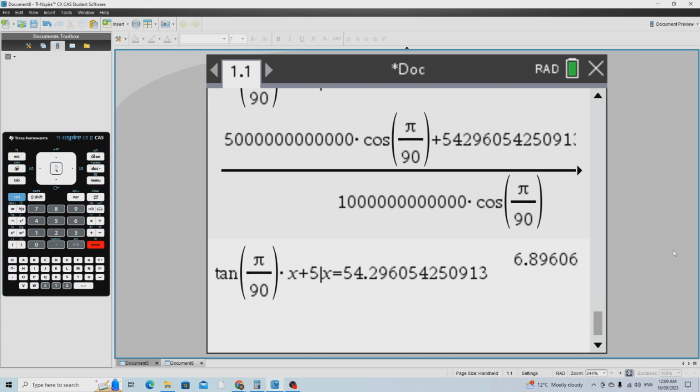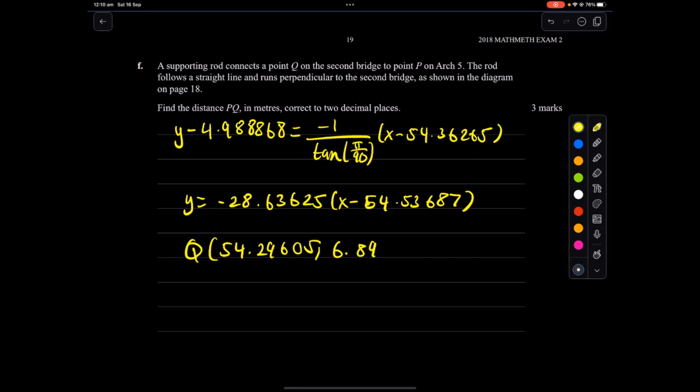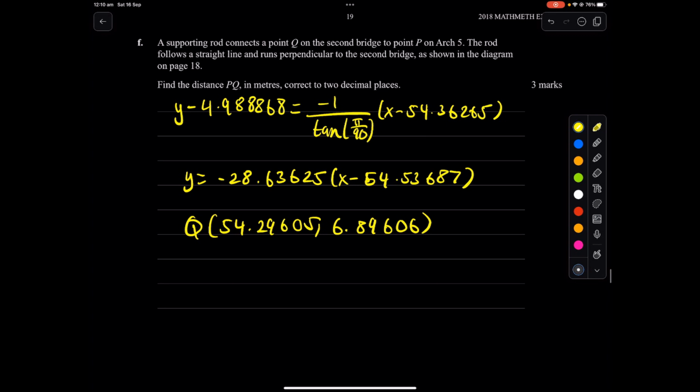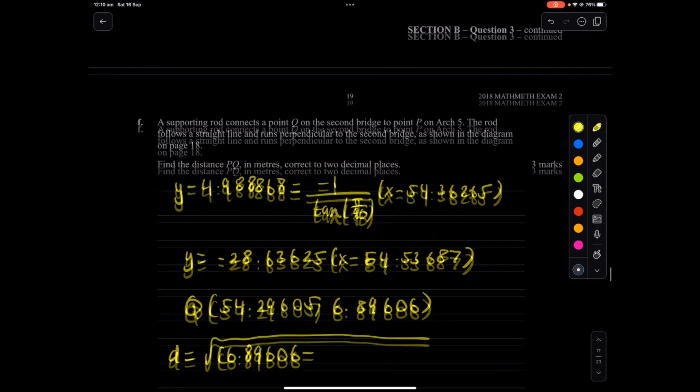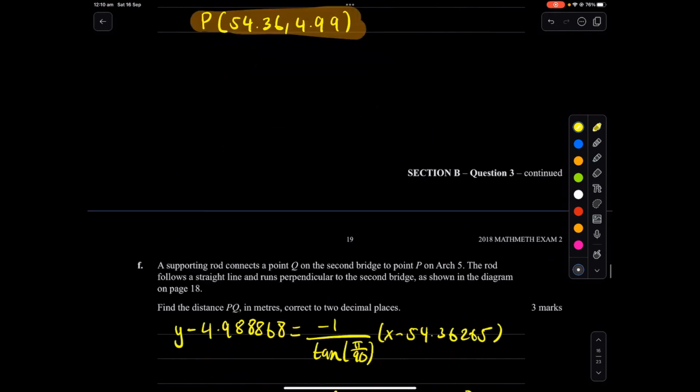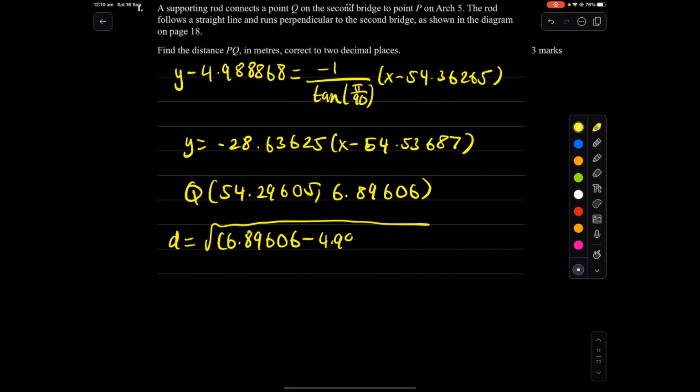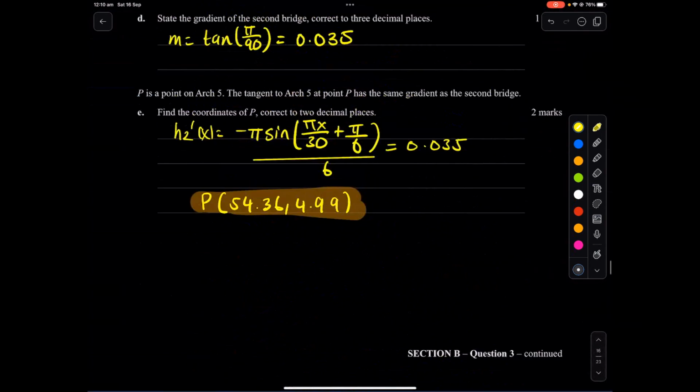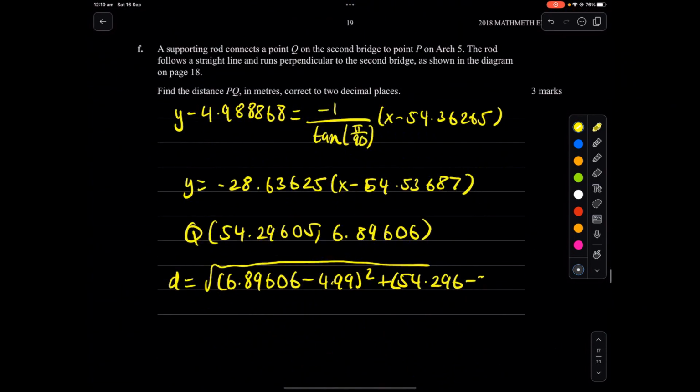It's 6.89606, and it's very easy to calculate the distance. It's just the square root of all of these. So 6.89606 minus the value of 4.99, squared, plus 54.29, let's say 6, minus 54.36, and 54.36 squared. So d must equal what?